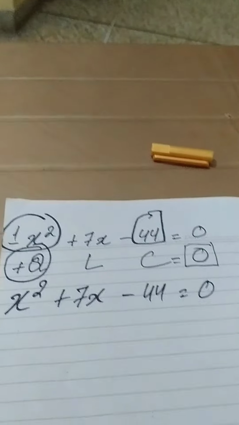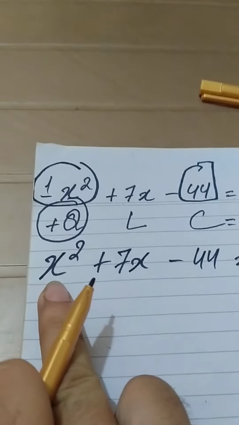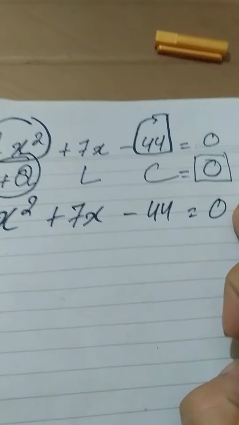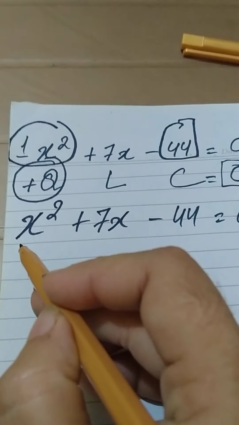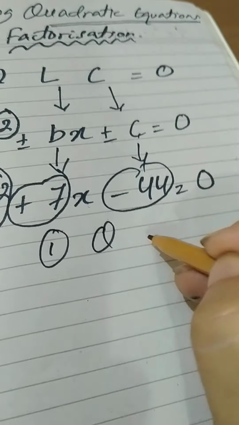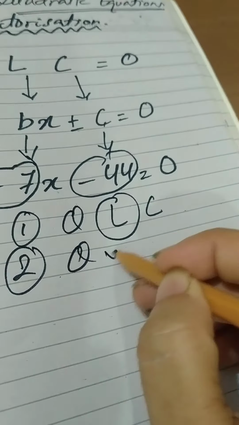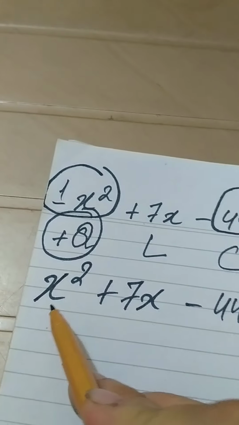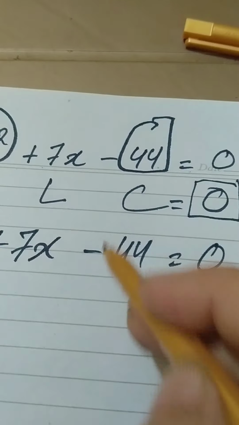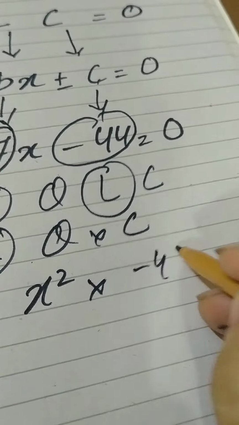So guys, I repeat one thing: when we solve a quadratic equation by the factorization method, we need the positive quadratic term, linear term, and constant term on one side, and 0 on the other side. Now we are applying breaking the linear term. In this method, step number 1 is quadratic, linear, constant. We already checked it. Step number 2 is quadratic multiplied by constant. In this equation, the quadratic term is x square and the constant term is minus 44.